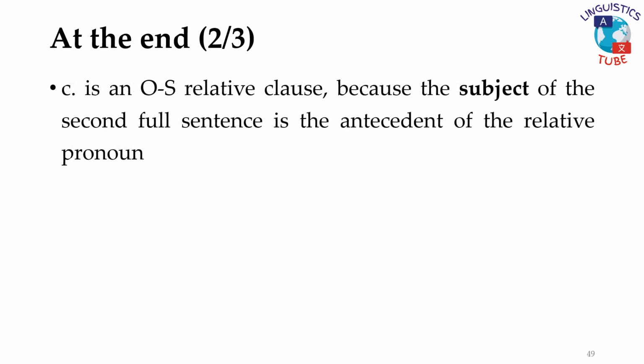In the sentence, "The man has a cat which likes the dog," the full classification of the relative clause is OS, because the subject of the second full sentence is the antecedent of the relative pronoun. In other words, the cat in sentence B becomes which in sentence C.